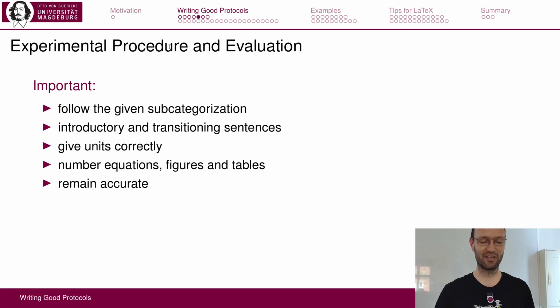So then for the experimental procedure, we will take a look at this a bit later. If there are some subtasks like A, B, C, D and so on, stick to this. Use some introductory and transitioning sentences, like in the next section, we will explain, or this and this will be explained, and so on. Give mathematical equations, numbers, units, and so on correctly. Then usually equations, figures and tables should be numbered. Why should such things be numbered?